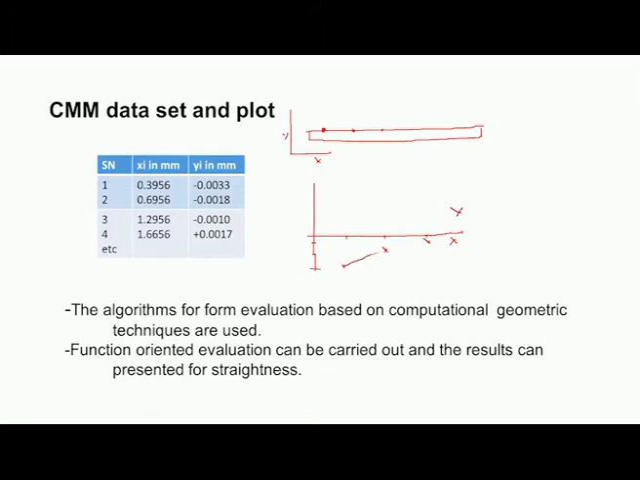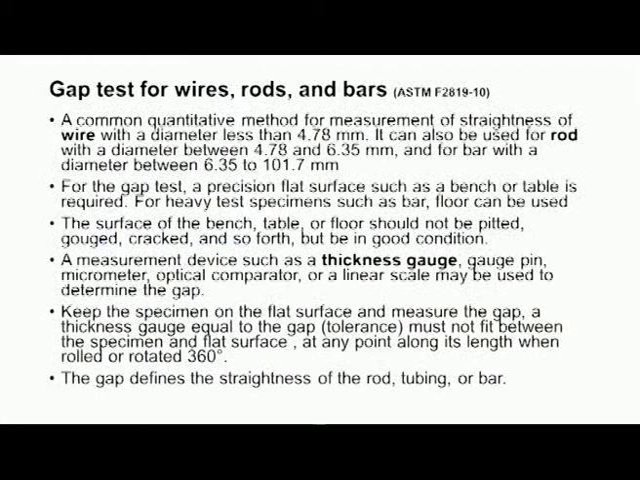Now, we can join them to get the profile, and also these data points are processed using algorithms for form evaluation based on computational geometric techniques. Also functional oriented evaluation can be performed and results can be presented. It may be for straightness, flatness, perpendicularity. So, all those geometric features can be measured using the coordinate measuring machines.